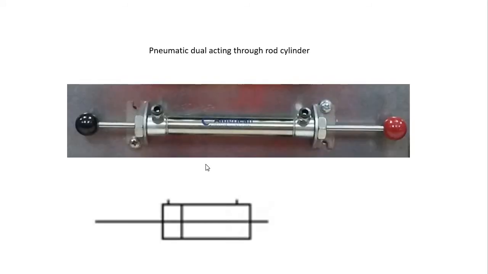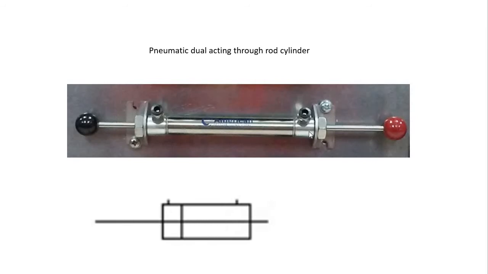Here's your pneumatic dual acting through rod cylinder. And again, by through rod, you can see that I've got a rod on either end. And by dual acting, it means I've got air that I can put on either end of this to get it to extend the red ball and retract the red ball.